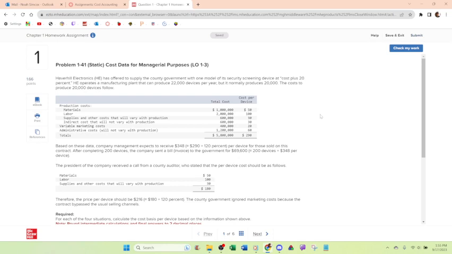Auditor, and then the auditor stepped in and was like, I don't know if you calculated that correctly. Materials, labor, supplies, and other costs that will vary with production. Okay, so the auditor said that you can't include anything else other than materials, labor, and other variable costs. And you can't include these other costs. You can't include the entire other costs that exist. You're supposed to only include costs that are direct to the production.